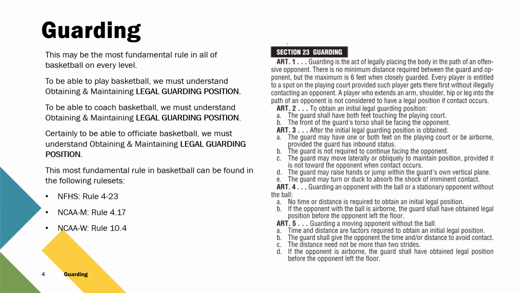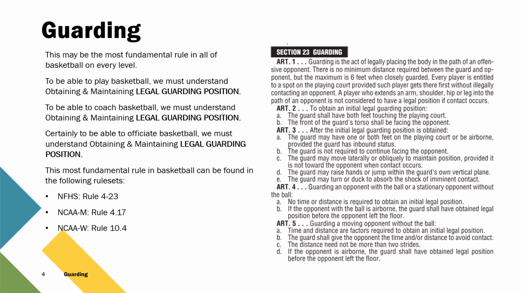Now, there are three types of opponents that you can guard in basketball. You can guard an opponent with the ball. You can guard a stationary opponent without the ball. You can guard a moving opponent without the ball. If you are guarding either an opponent with the ball or a stationary opponent without the ball, time and distance are not required to obtain legal guarding position. If they're airborne, you must have obtained legal guard position before your opponent leaves the floor.